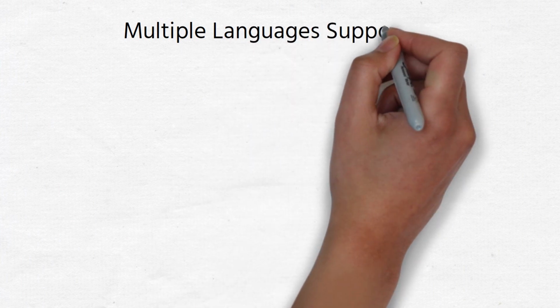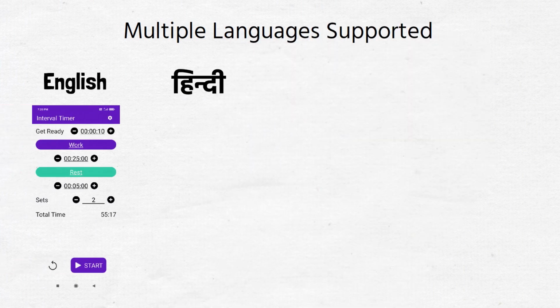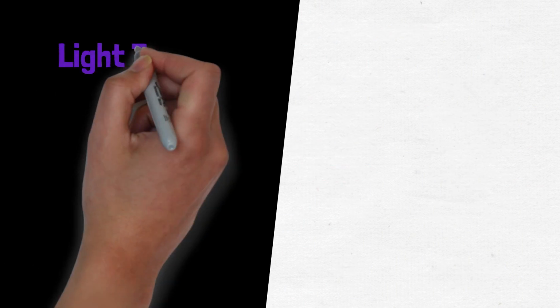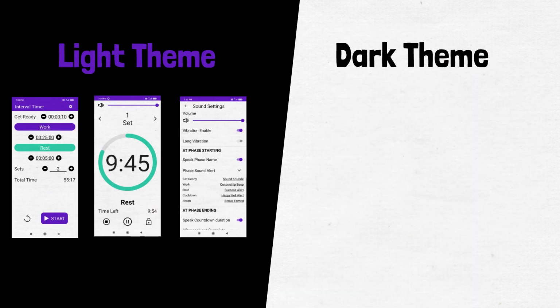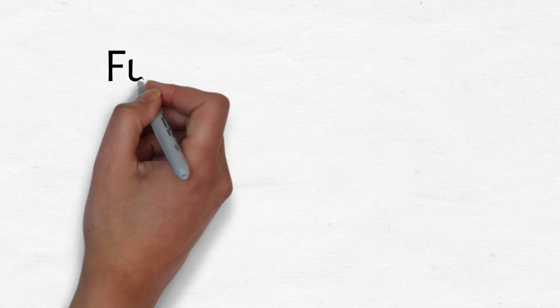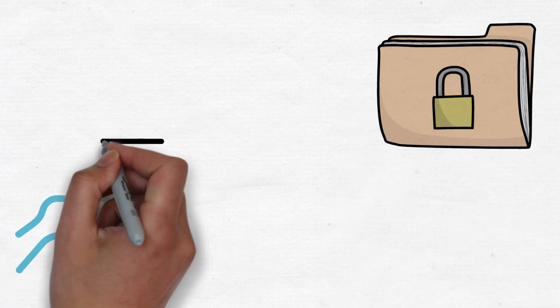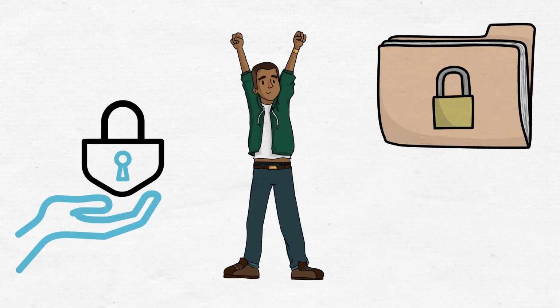The app currently supports 4 languages: English, Hindi, Chinese Simplified, and Spanish. It supports light theme as well as dark theme. It is a fully offline app, so it doesn't require internet to run. We store all your data safely locally, so no need to worry about your privacy.